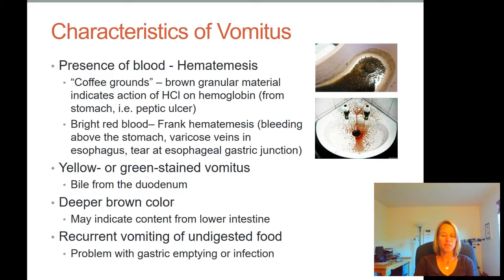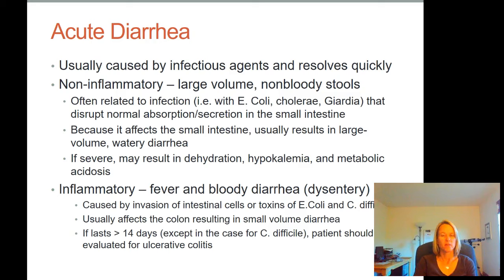Recurrent vomiting of undigested food would suggest a problem with gastric emptying or perhaps an infection. Acute diarrhea is usually caused by infectious agents, and it resolves quickly. We can have non-inflammatory diarrhea, which is large volume with non-bloody stools, and this is often related to infection. This can cause problems with normal absorption and secretion in the small intestine, so we can get less absorption or too much secretion, or too much motility, and then this can cause the diarrhea.